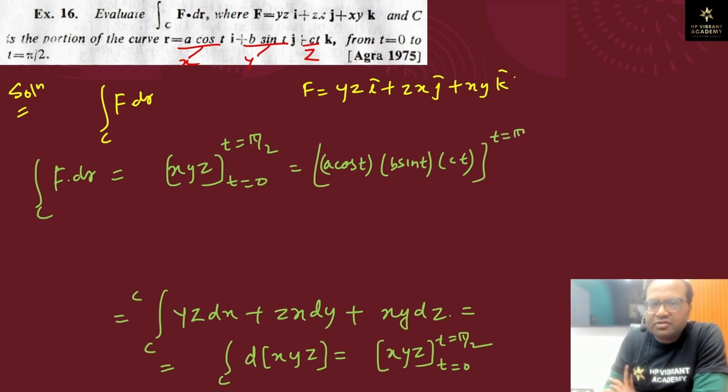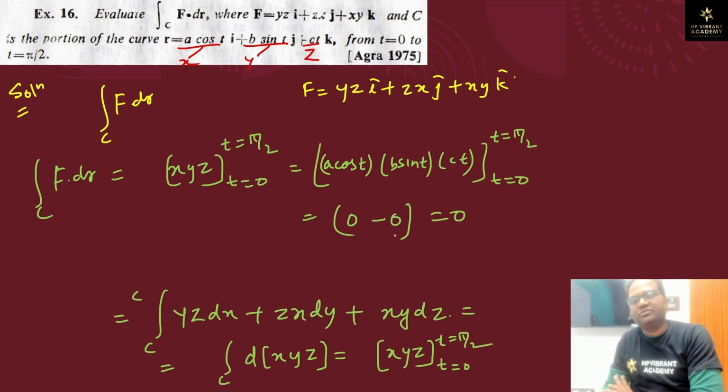t is equal to pi by 2 and t is equal to 0. So let us place the value of pi by 2. So cos pi by 2 is 0, minus t is equal to 0, so ct is 0. 0 comma 0 is 0. Okay, 0 minus 0 is 0.